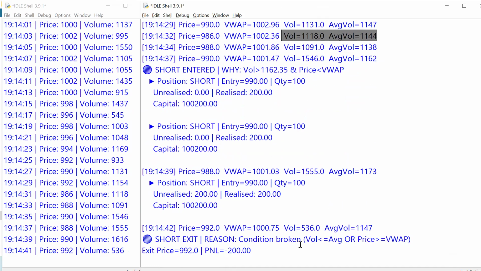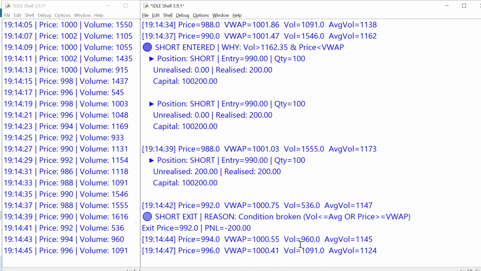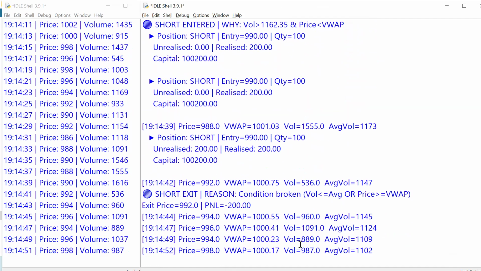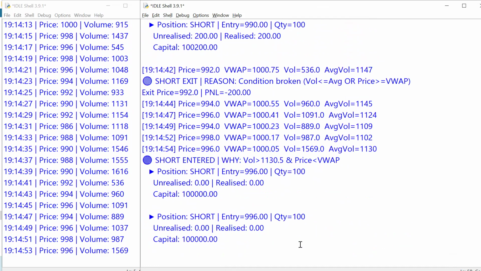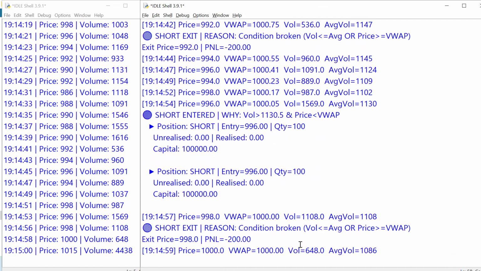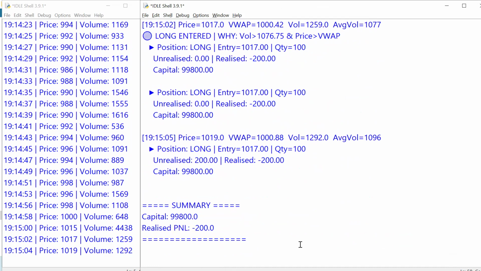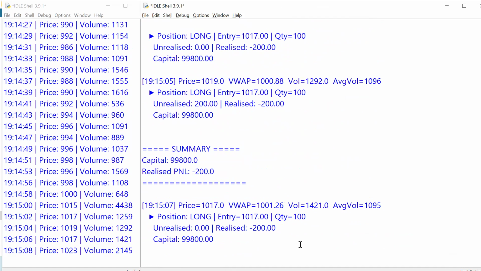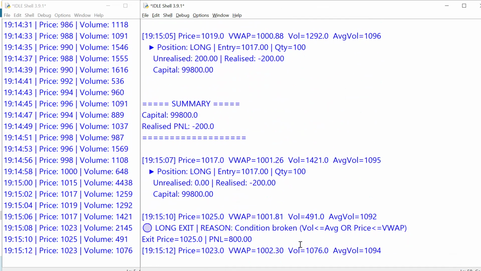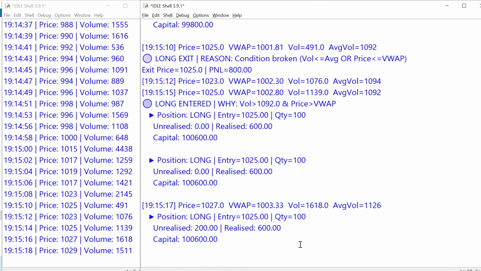Okay, we have taken a short. Okay, the short is again exited. So it's changing so dynamically. It does it very fast. So the volume has to be greater than the average volume. We are in one short position. Okay, we exit again. No worries. So we intentionally created some delay. Okay, we are in a realized profit of 600.